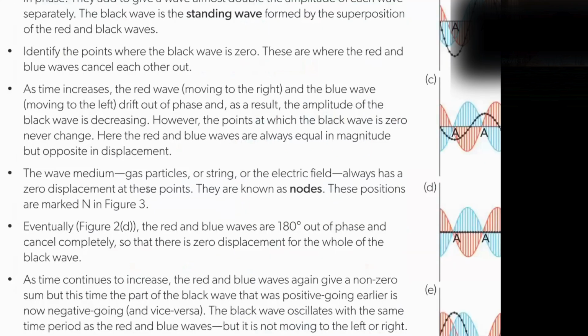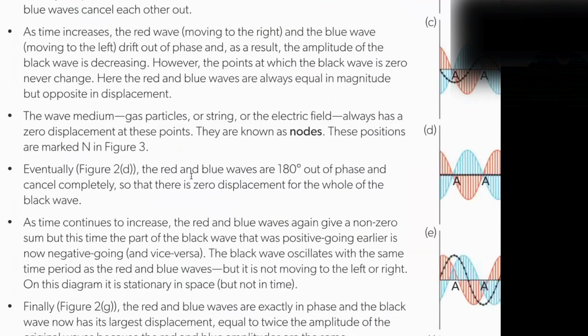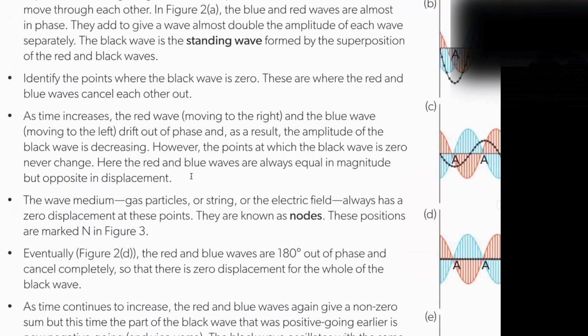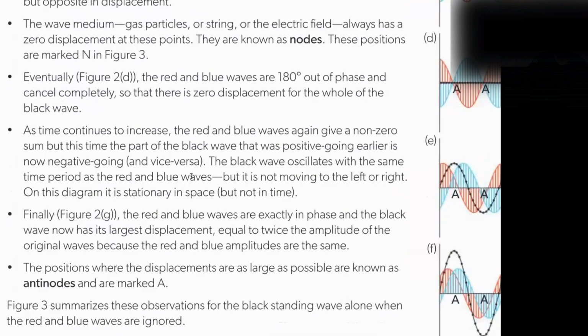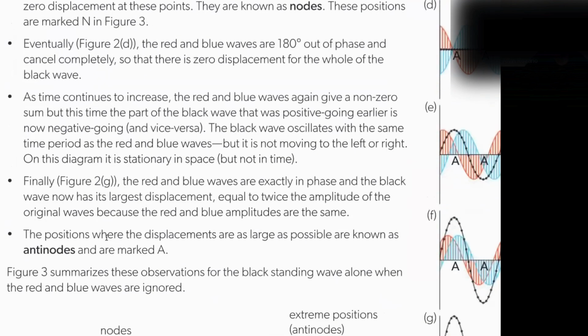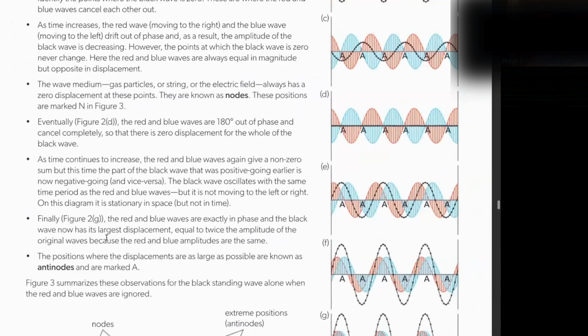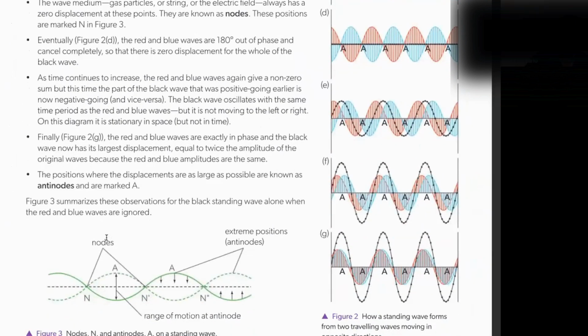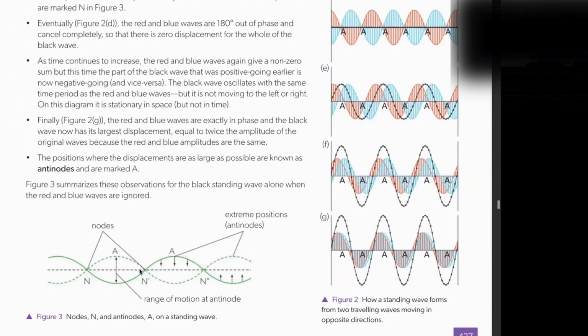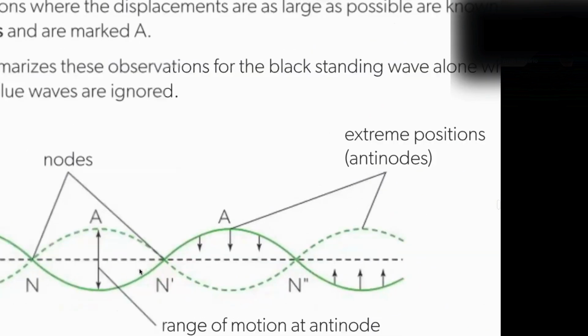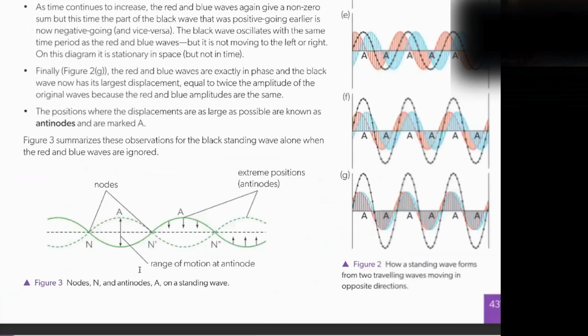Nodes are zero displacement points. And the positions where the displacements are largest possible are called antinodes. Great. Nodes, antinodes. So this is how it looks. You see, nodes, antinodes.